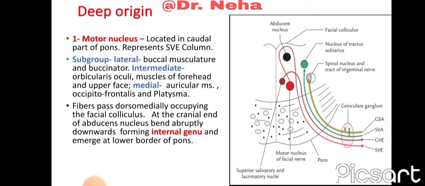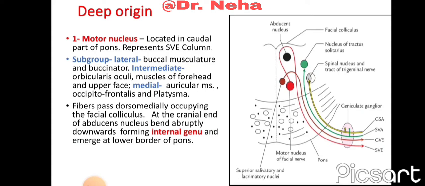Now the origin of the nerve. It has superficial as well as deep origin. So first we discuss the deep origin. The motor nucleus of the facial nerve is located in the caudal part of the pons, and it represents the special visceral efferent column. It has three subgroups.